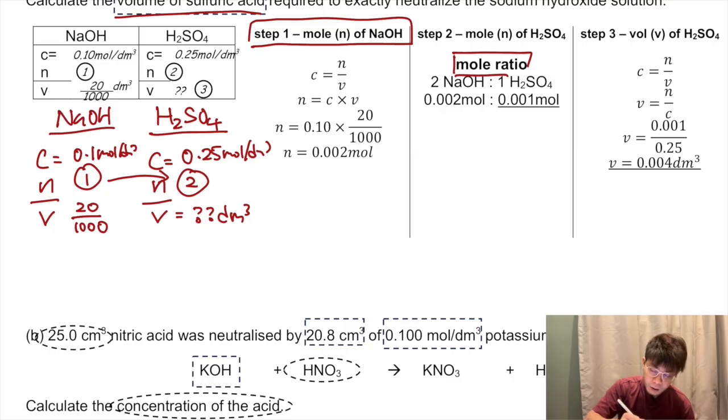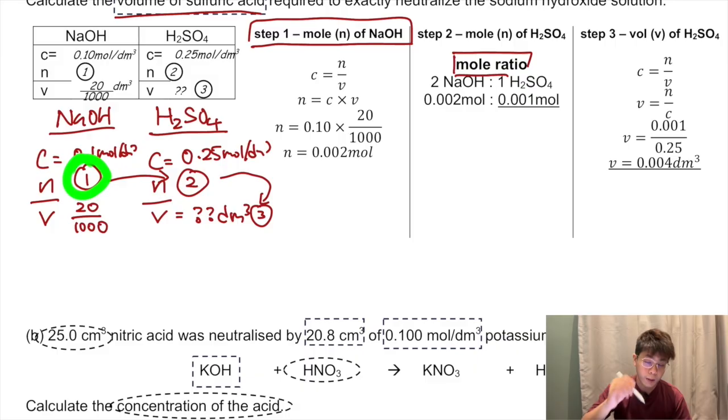And then finally, from the number of moles of sulfuric acid, I can calculate the volume of H2SO4. So how do I calculate? Let's see how I calculate step 1. How do I do step number 1? I remember C equals N over V. Then you can rearrange it, because I want to calculate N. So I bring the V up, so N equals C times V.